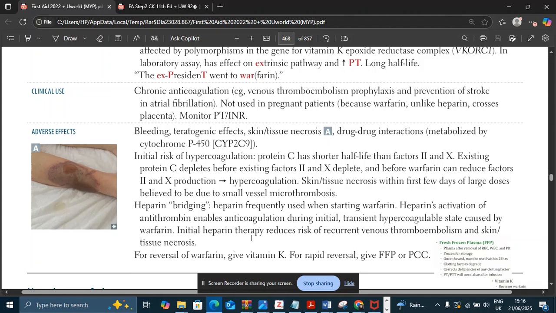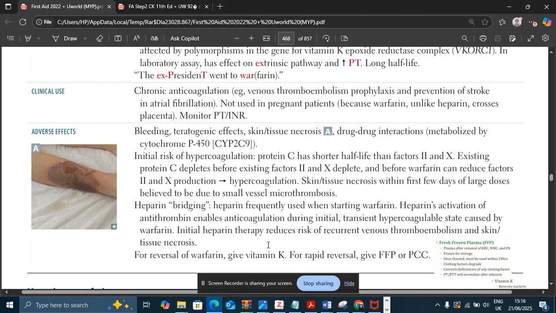Initial heparin therapy reduces the risk of recurrent venous thromboembolism and skin or tissue necrosis. And I've already talked about, if there is warfarin toxicity, we will give the patient vitamin K, but vitamin K has a slow onset of action. So, for rapid reversal of warfarin toxicity, we give the patient FFP or prothrombin complex concentrate.